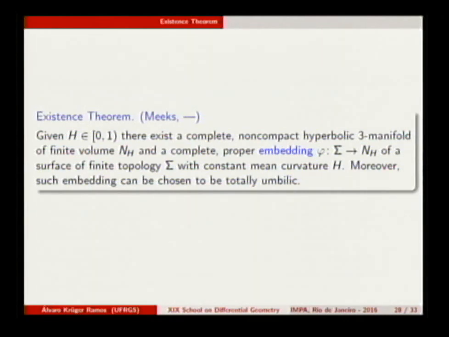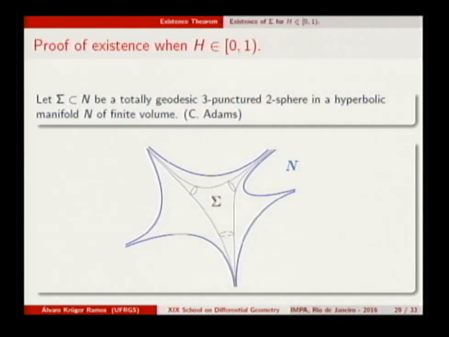We are given a number h less than 1 and finding a complete non-compact hyperbolic 3-manifold of finite volume with an embedded, properly embedded surface of finite topology and constant mean curvature h. The idea of this proof is something like this. You start with one totally geodesic example, any totally geodesic example. We know this exists by works of Colin Adams.